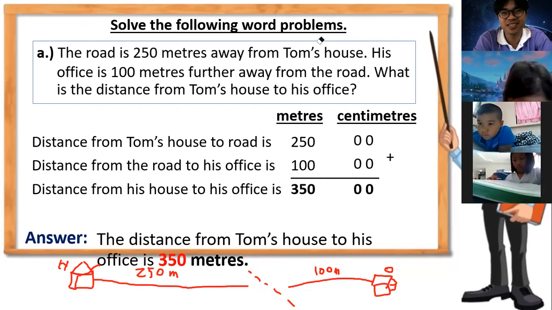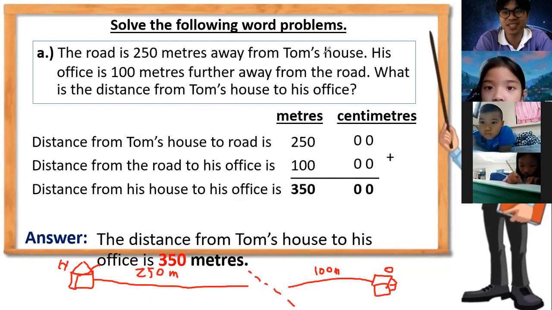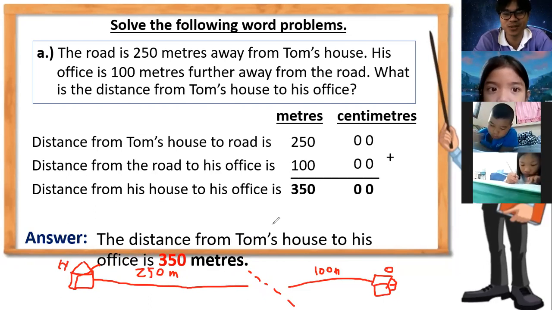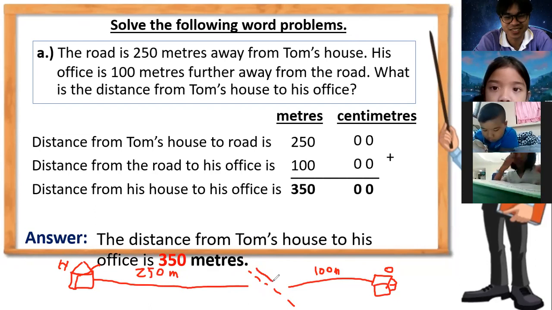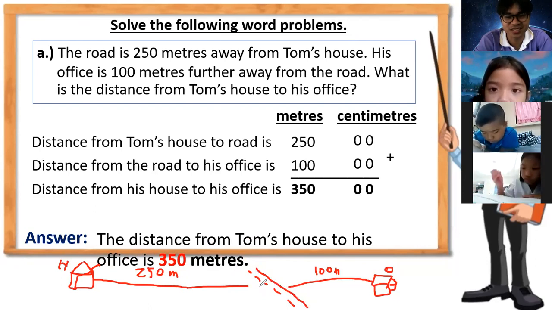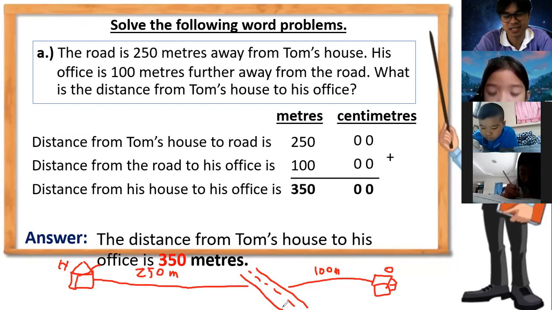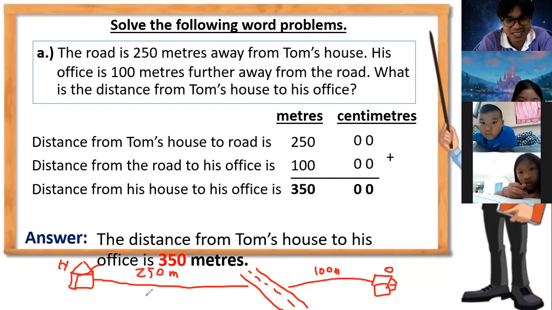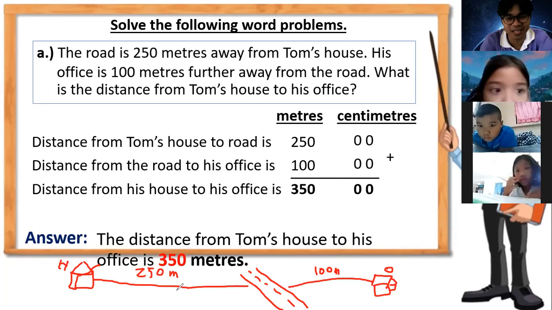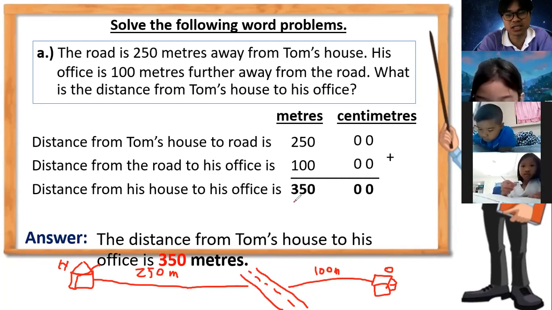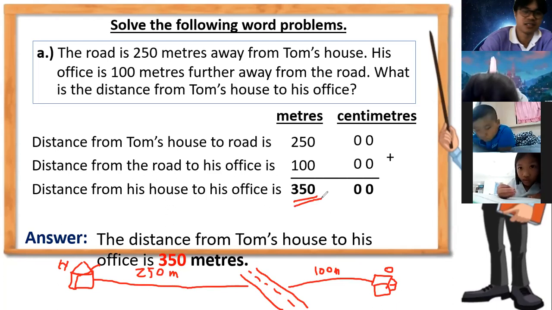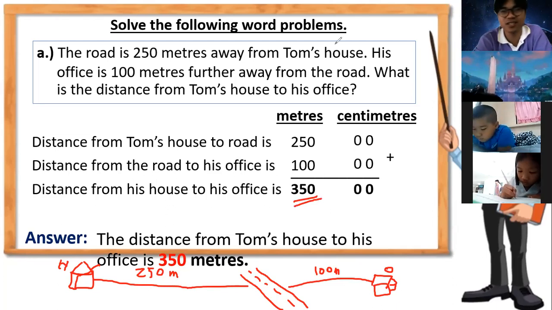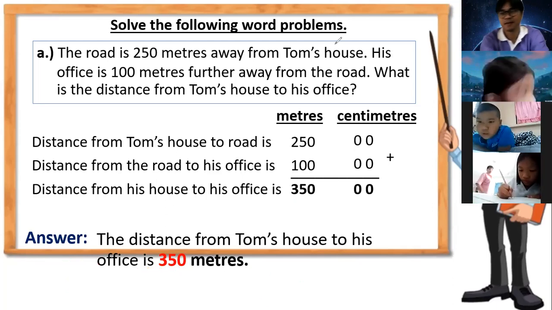You know, if you understand the problem, it's easy to solve, right? But if you don't understand, it's hard. That's why you need to learn more English so that you can easily solve every word problem in mathematics. Okay, 350 meters. All right, let's go to letter B. Ready for letter B?